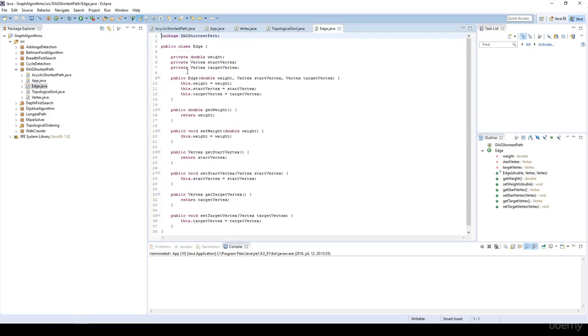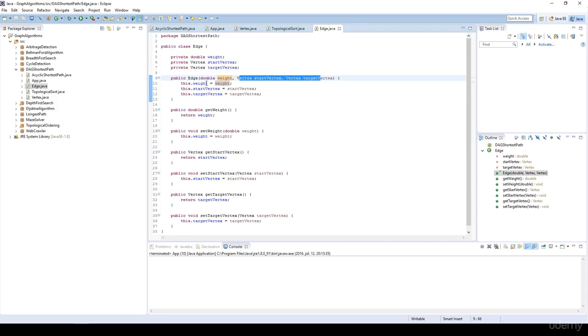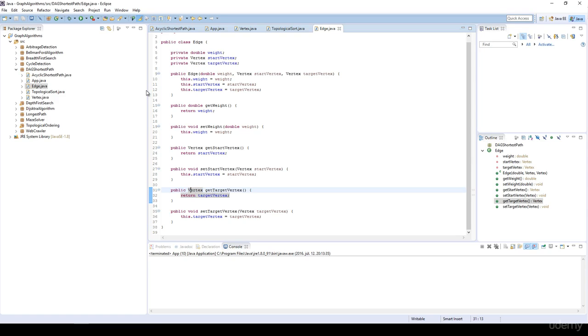What about the edge? Edge is the same, we have an edge weight, we have a start vertex and a target vertex, we have a constructor with the weight and the two vertices accordingly, and we have the getters and the setters for all of these parameters.